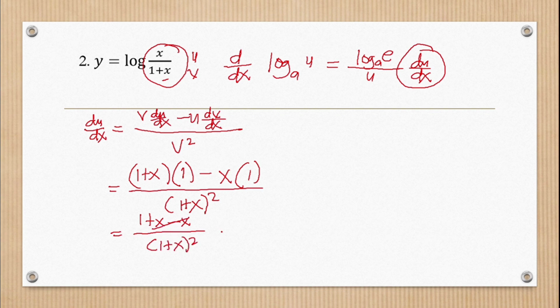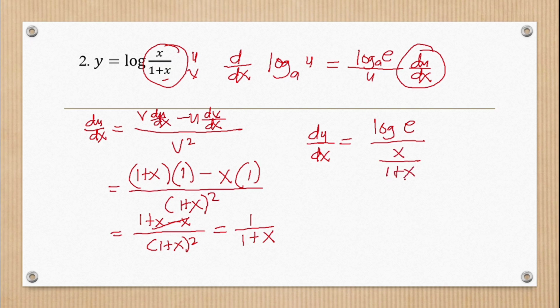So cancel. Therefore, we have here 1 over 1 plus x. Okay, so this is the du over dx. Next, we have here the formula dy over dx is equal to log of e with the base, no base here because base 10, over u, which is x over 1 plus x, times the derivative du over dx, 1 over 1 plus x.